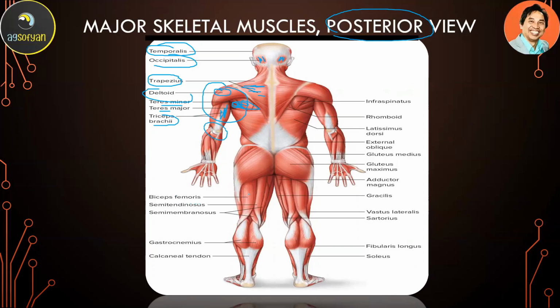Bicep femoris, this is part of the hamstring muscle, the muscle on the back of our thigh. Usually if we contract this, it will flex the knee. So this is for knee flexion. It consists of semitendinosus, semimembranosus. So all of these muscles are actually part of a group of muscles. It's called the hamstring muscles.